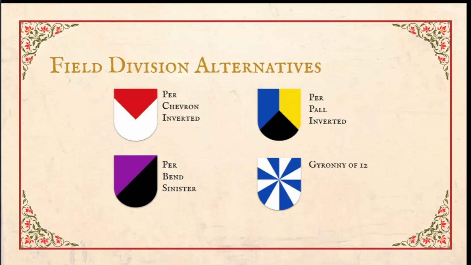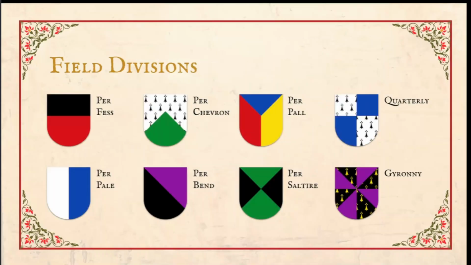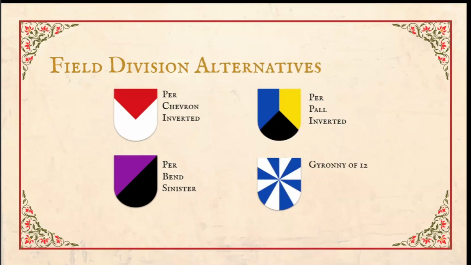You can also sometimes flip things horizontally. So, whereas you have a normal bend, which is going from top right to bottom left of the shield if you were holding it, you can have per bend sinister, which takes it from the top left to the bottom right of the shield as if you were holding it from behind. So, kind of an interesting way to look at it there.